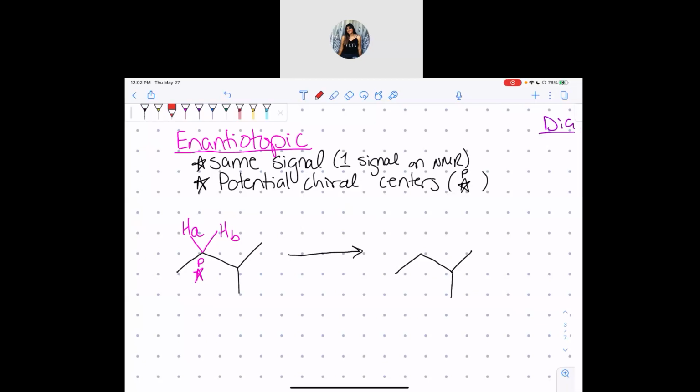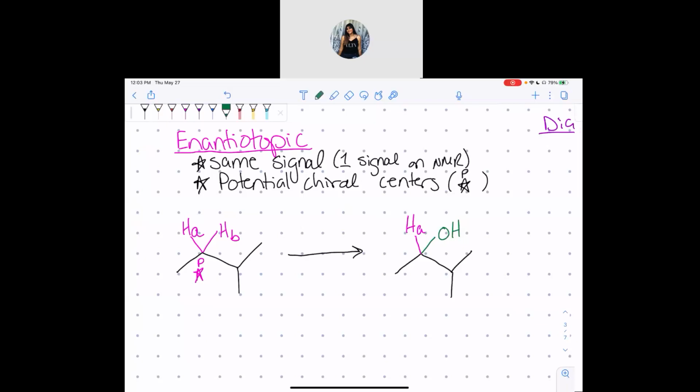So let's say we replace HB with an OH, right? Would it be any different at all if we removed HA instead, or is it going to be the same exact thing? The same. I tricked you. It's not going to be the same.